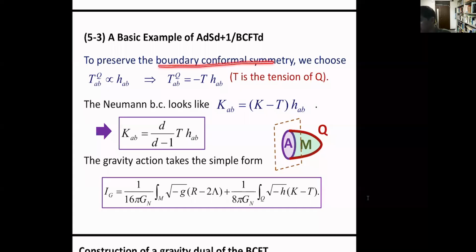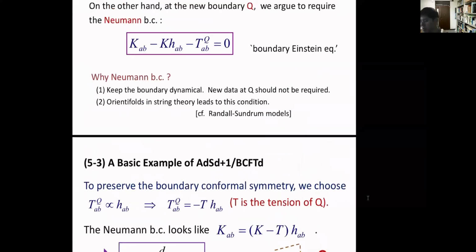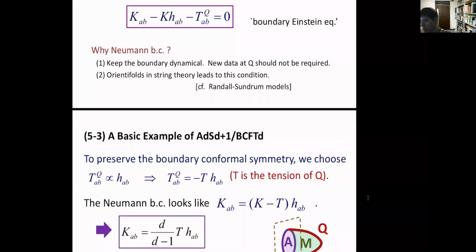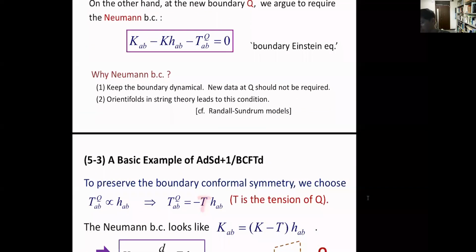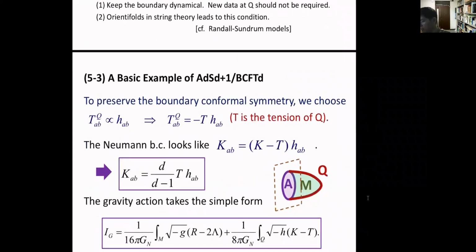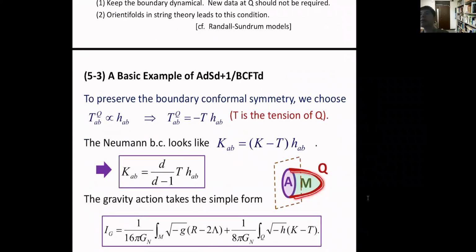In that case, this boundary conformal symmetry is a very strong constraint, and actually we can see that this T_Q should be proportional to h_AB. Right? If you remember this formula, this is much like h_AB. So it's like a cosmological constant, right? It just looks like, again, a boundary analog of the Einstein equation for de Sitter space. The difference is that the tension T can be positive or negative. Both signs are possible, as we will see. But T is just a constant, and T is just the tension of the brane. So it backreacts, because it's a tension.